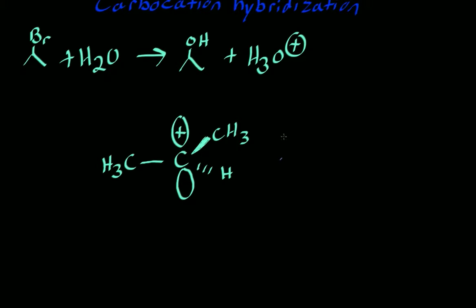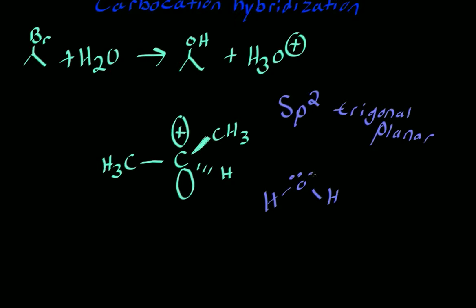As you can see, our carbocation is sp2 hybridized. We have 1, 2, 3 sp2 hybrid orbitals and 1 p orbital. So the carbocation is sp2 hybridized, and that is trigonal planar. So why is that important? Well, if we have our nucleophile, which was water in this case, we can attack from either the bottom or we can attack from the top.